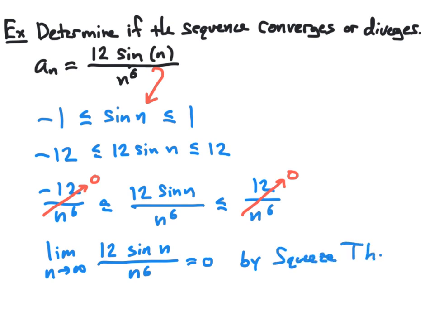So here we're not actually directly showing that our limit is equal to 0. We're showing that our limit must equal 0 by the squeeze theorem, and therefore this sequence also converges since the values approach a single number, 0.